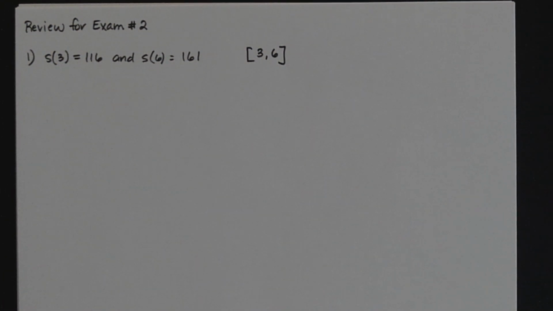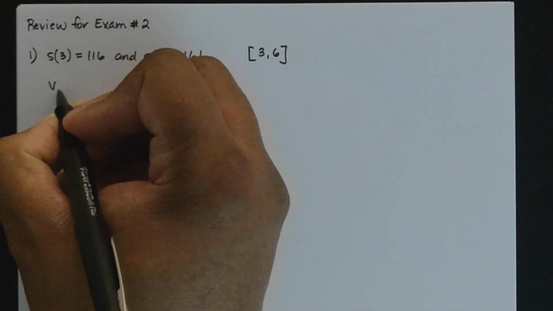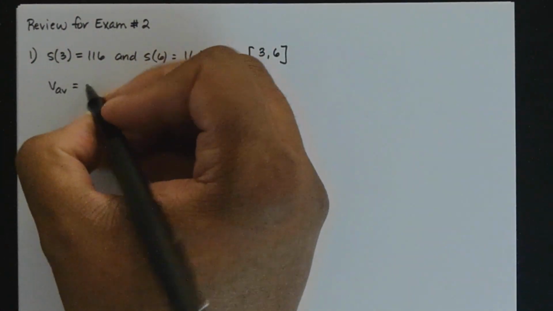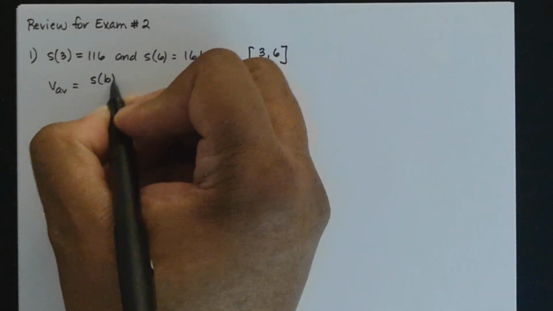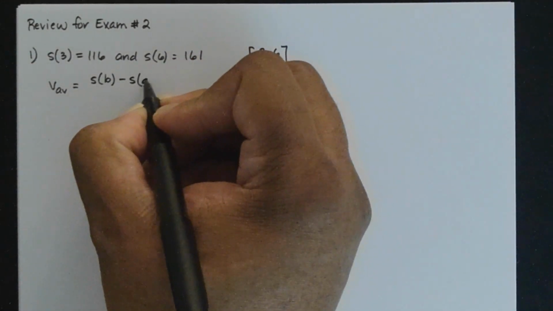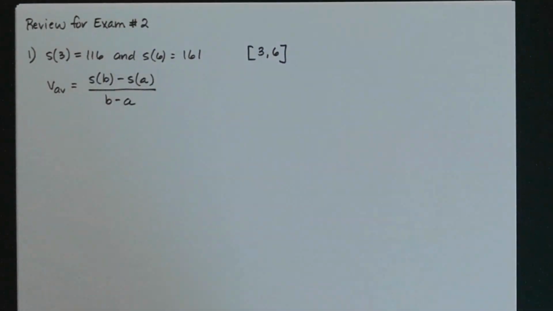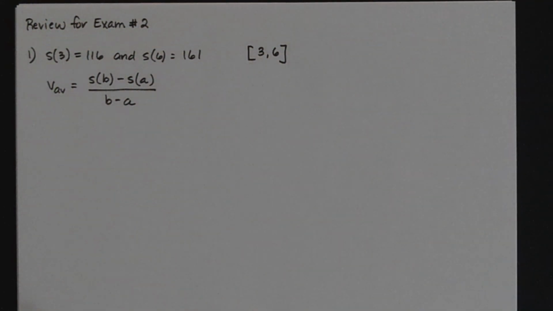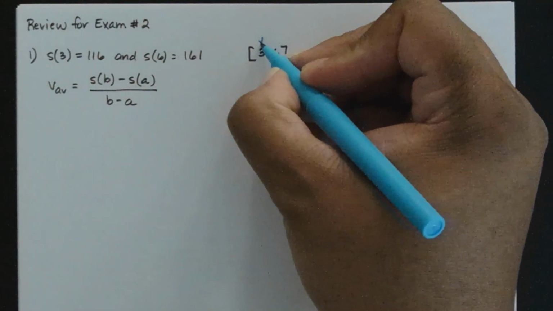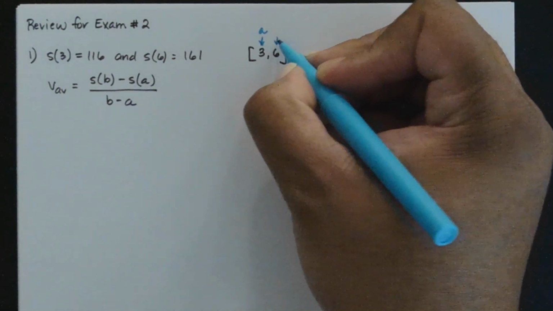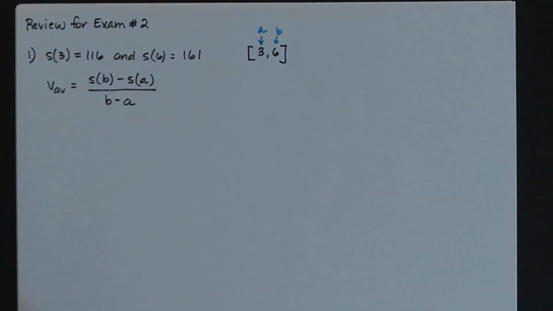So that average velocity function equals this: S of B minus S of A, and the whole thing's divided by B minus A. And in this case we have the interval 3, 6, so that means your A has to be 3 and B has to be 6.